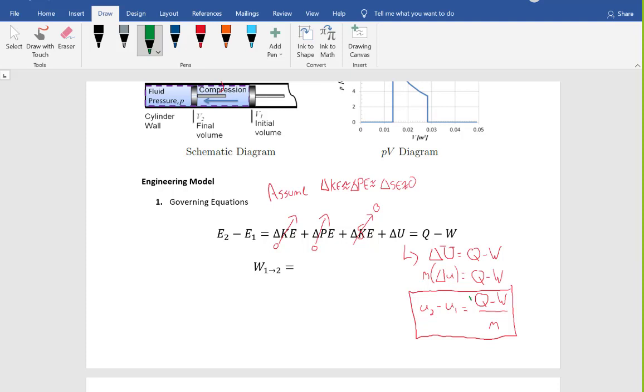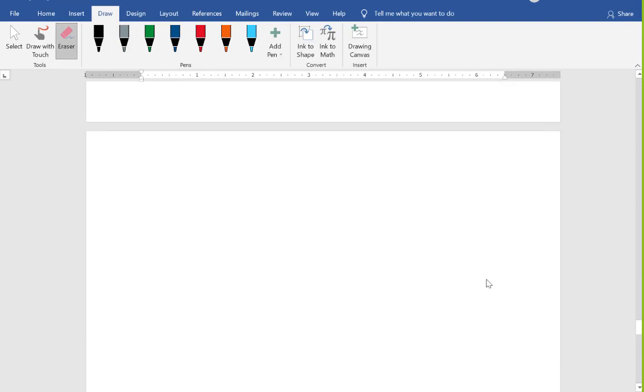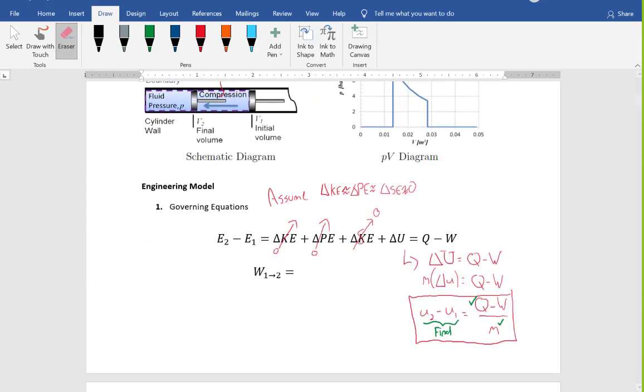So I was told Q. Delta little u, this is actually what we're trying to find, so we're not going to know this till the end. We do know the mass. So the only thing left to find is the work. Actually, maybe I'll erase that because then I lose the sign. Sorry about that. The only thing I have left to find now is work.